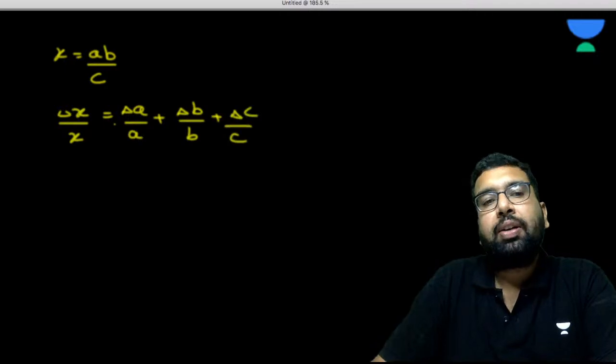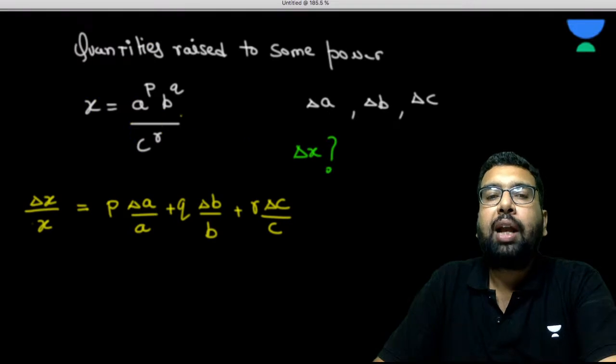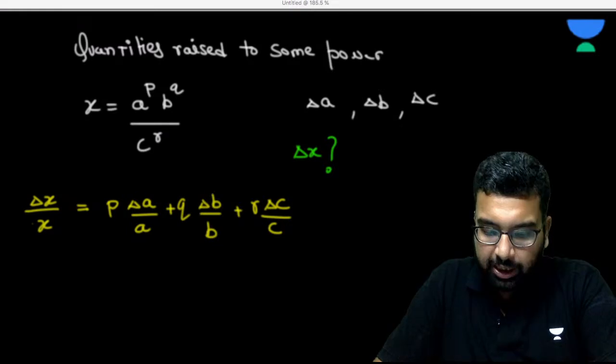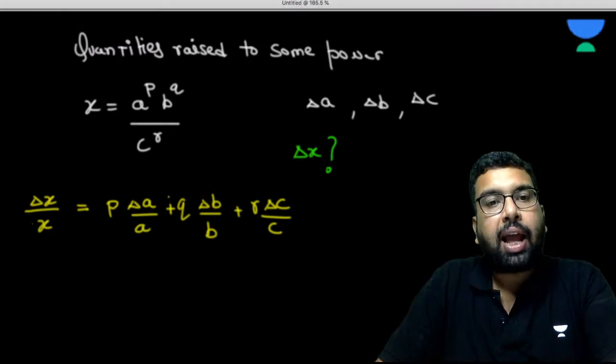Now what is the difference here? Instead, you are having some power to a, some power to b, and some power to c.